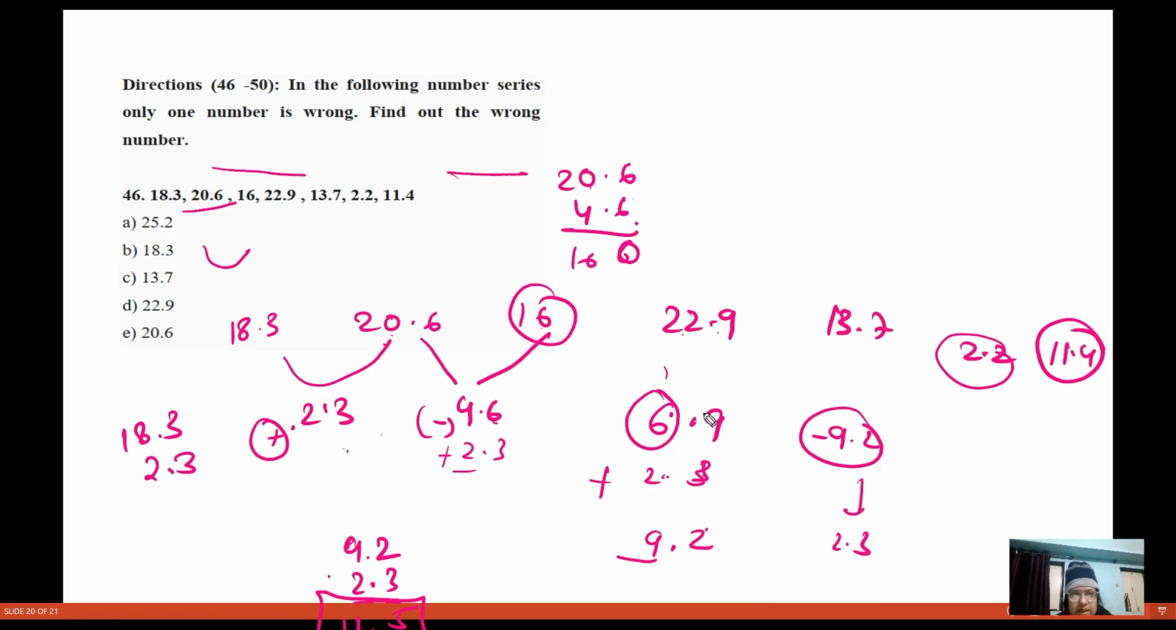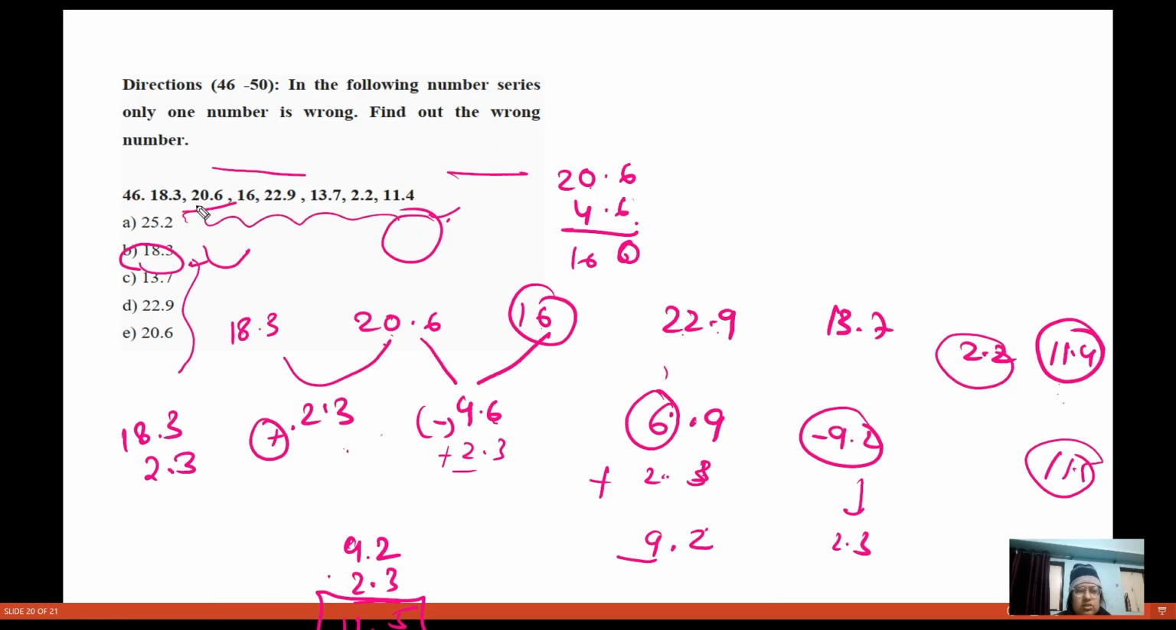How is this coming to be 11.4? Okay, we have to find the wrong one. So we are getting 11.5 here, so 11.4 is the wrong one. Okay, I think they have not given this in their answer, but 11.4 is definitely going to be wrong. 25.2, obviously, there is no 25.2 in the answer.